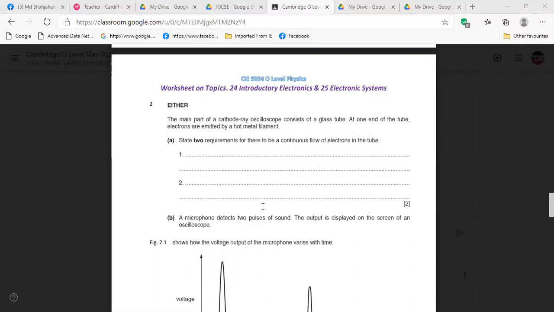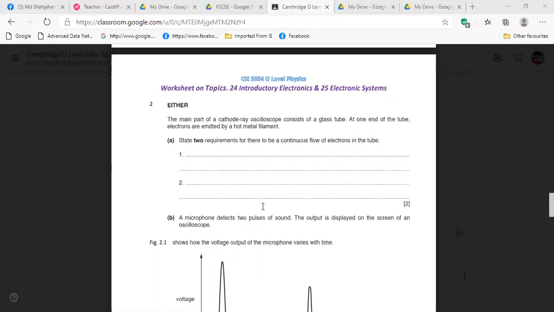The anode will be attracting the electron beams. Is it clear? It's written in your notes, these two requirements. And there is also another requirement: the place where we are doing all these things should be vacuum, right? That one should be vacuum.